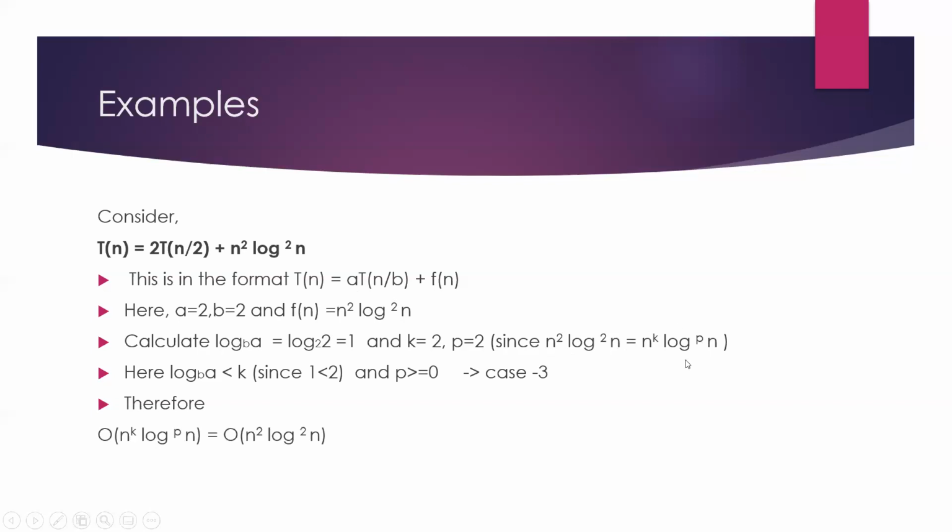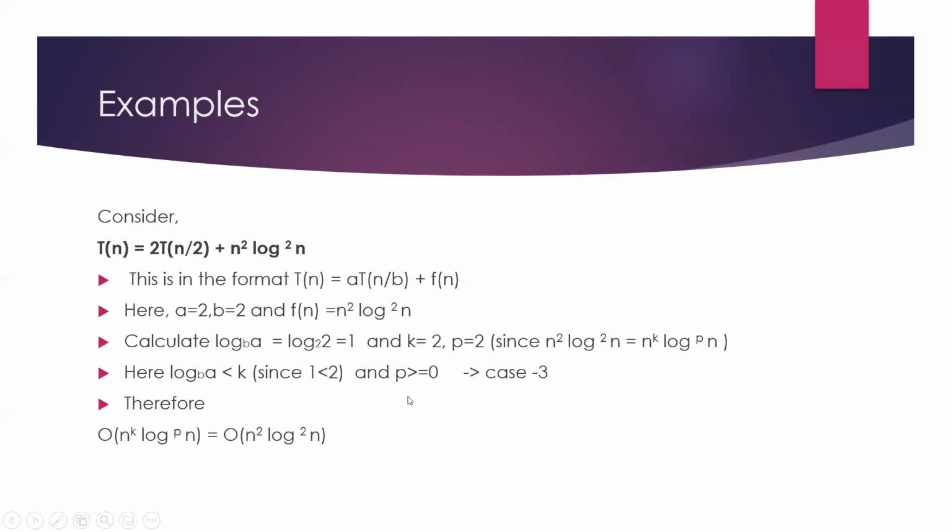And here log square n is equal to log p to the base n. From here we can obtain the p value as 2. So obtaining the values of log a to the base b and k, we are going to compare these, and we identify that log a to the base b is less than k, that is because 1 is less than 2. Next, this comes in case 3.